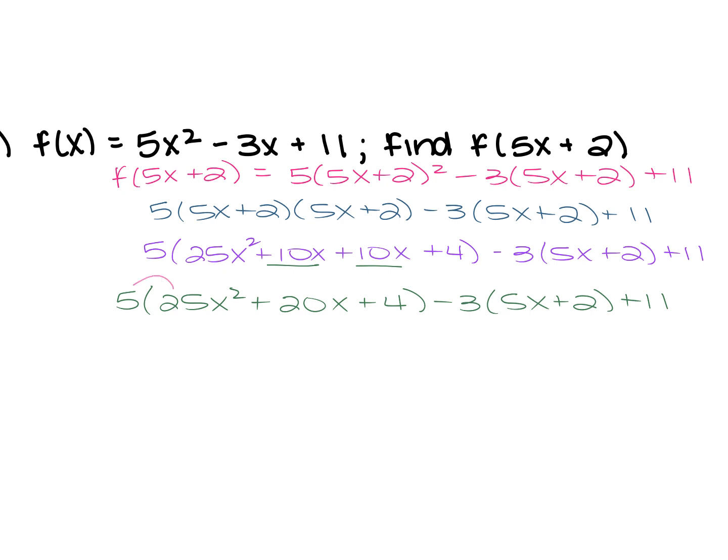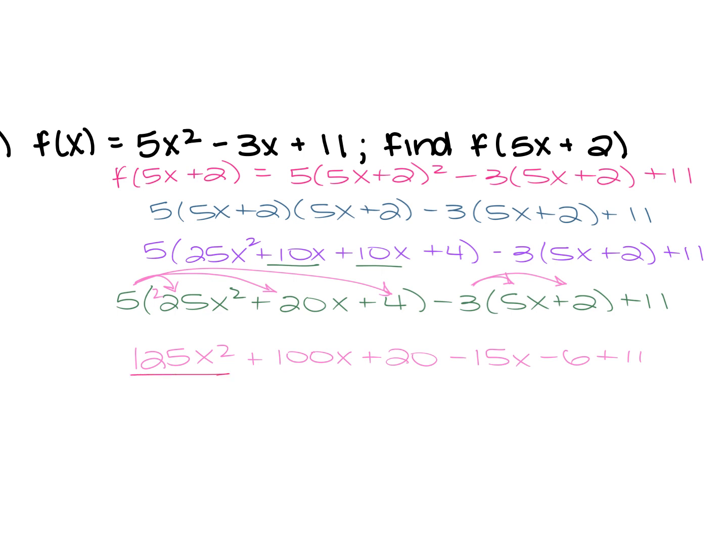So 5 times 25. Your 5 times 5 is 25. You carry that 2. 5 times 2 is 10 plus 1 is 12. So that's 125x squared. Then the 5 times the 20x is going to give you 100x. Then the 5 times 4 is 20. The negative 3 times 5x is negative 15x. And then the negative 3 times 2 is negative 6. Drop the 11 down, and then from here, combine like terms.